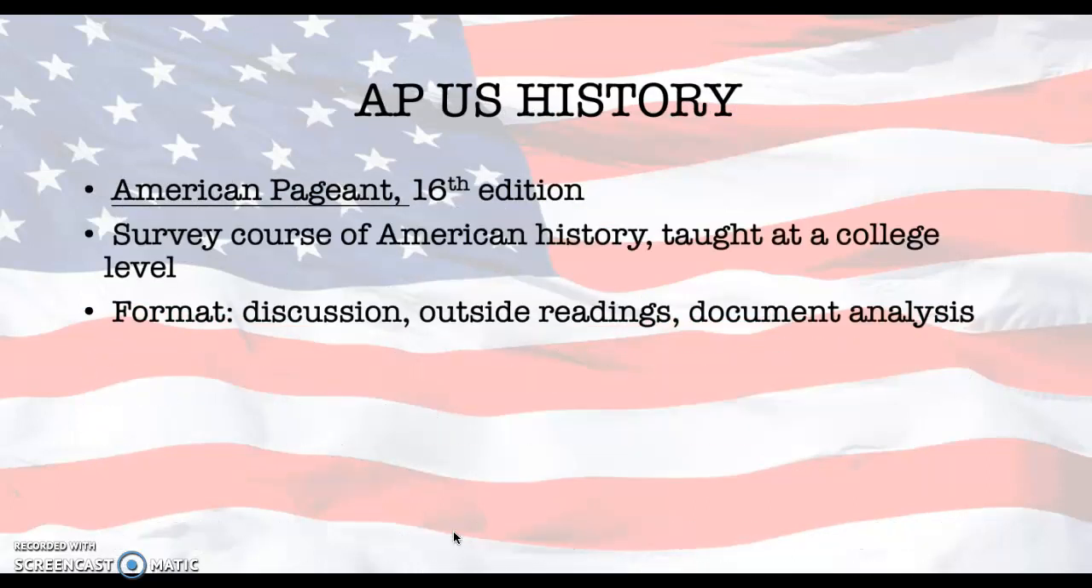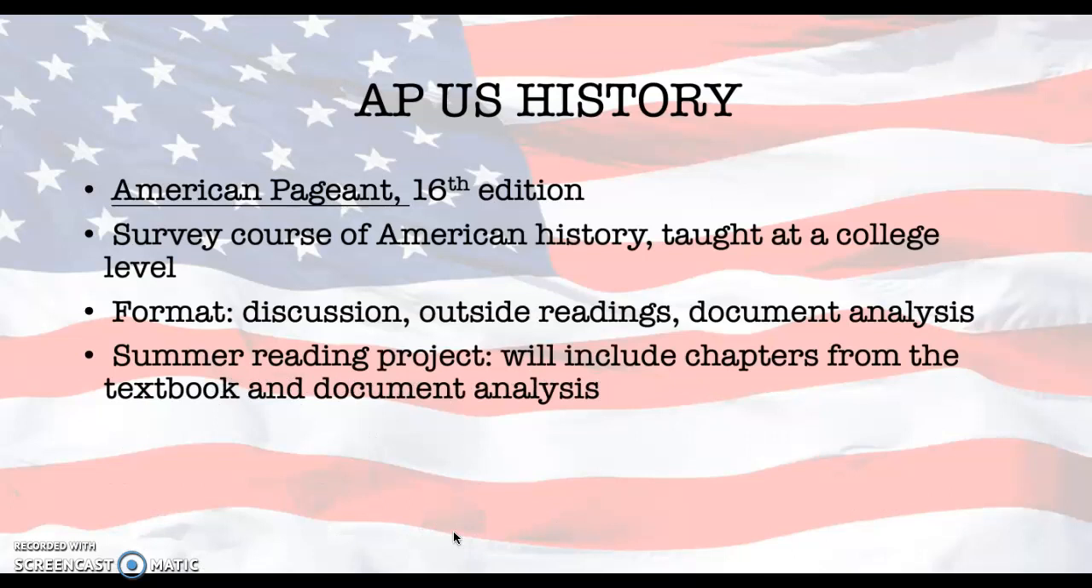Mr. Sanso teaches AP US History. The text that he uses is the American Pageant, the 16th edition. It is a survey course of American history that is really taught at a college level, which is why it is so important for us to make sure that you do have strong writing skills. He uses a combination of discussion, outside readings, document analysis, primary and secondary sources in his classroom, and it is really a very, very challenging and stimulating environment.